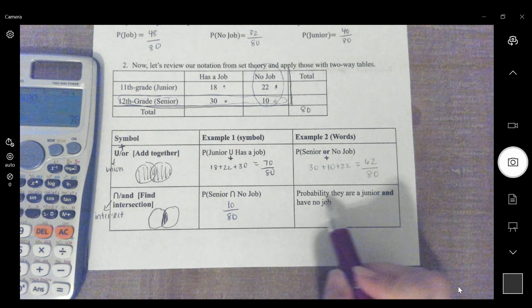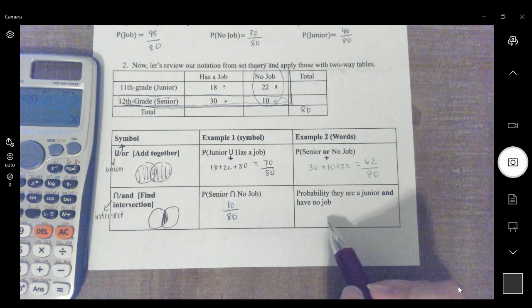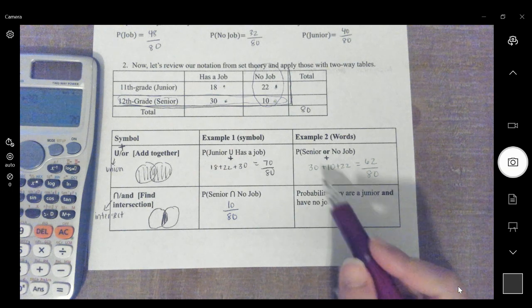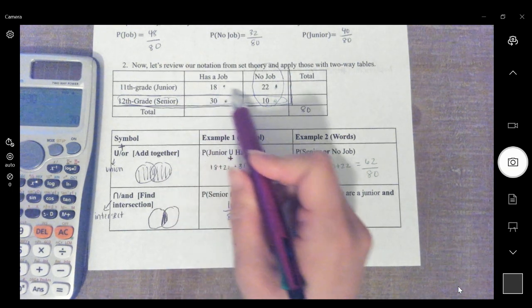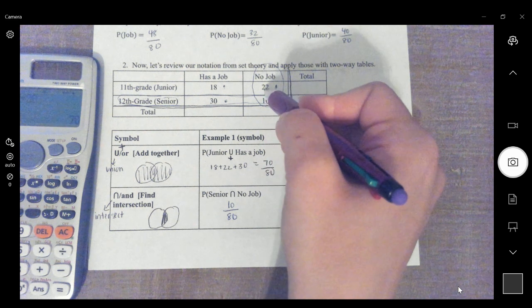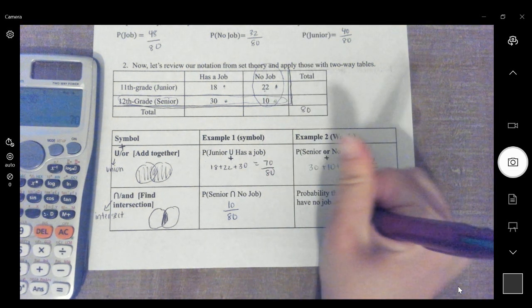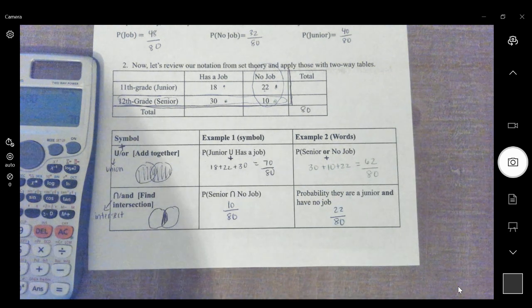And then in words, probability they are a junior and they have no job. So they have to be a junior and also have no job. So a junior that has no job is right there. Those are the only people that are both juniors and have no job. So that's 22 people out of the 80.